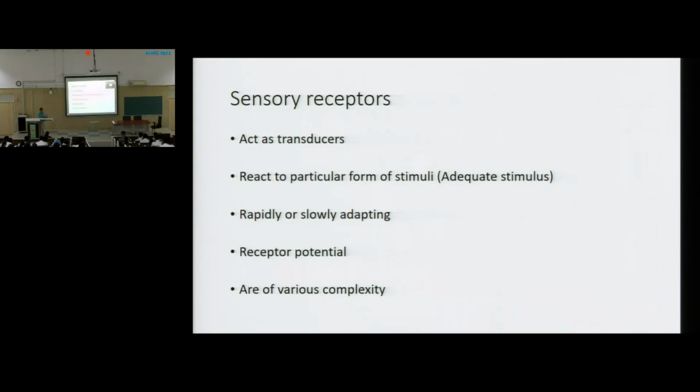Then sensory receptors develop the receptor potential. The receptor potential ultimately will generate the action potential. That's why this receptor potential is also known as generator potential. Okay? And these receptors are of various complexity. Now we will look into that.